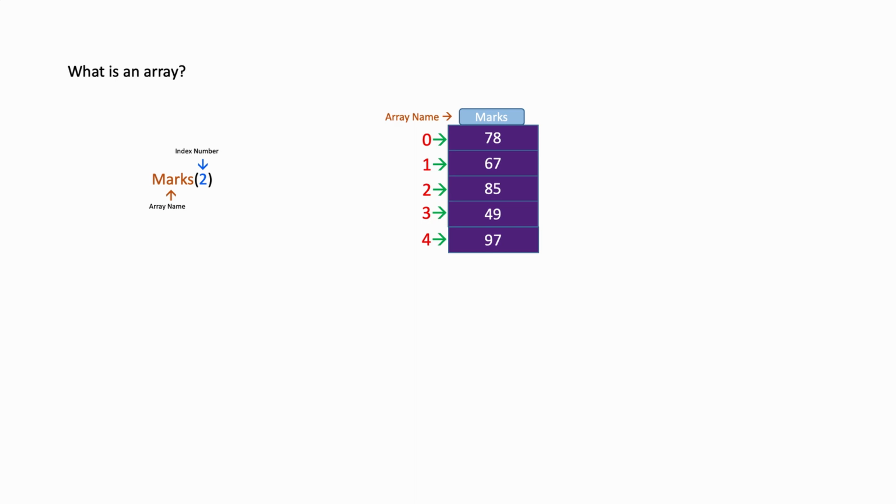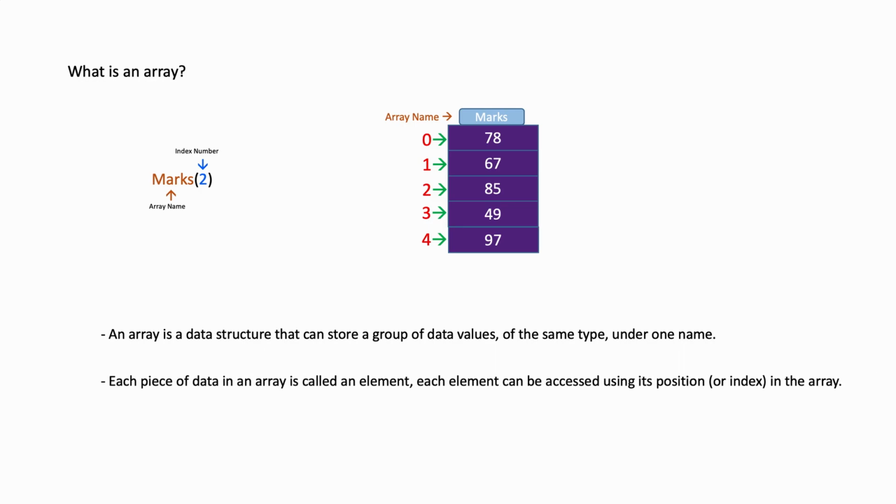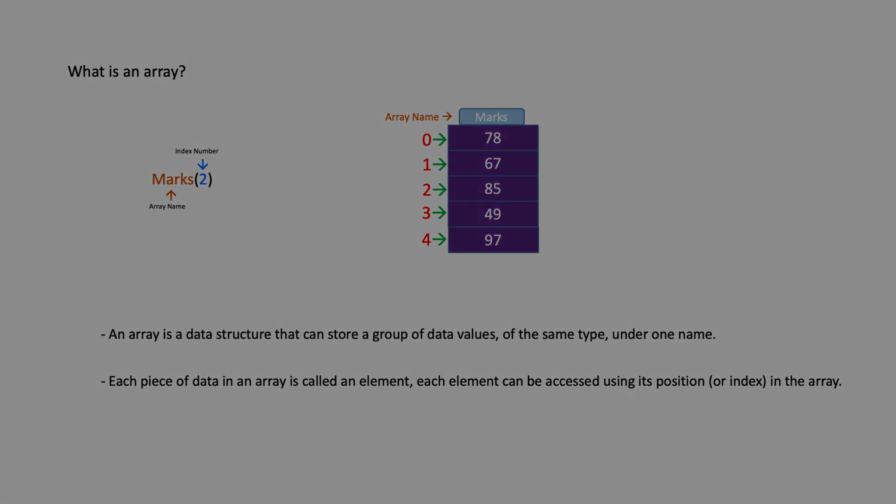Just to recap, an array is a data structure that can store a group of data values of the same type under one name. Each piece of data in an array is called an element. Each element can be accessed using its position, also known as its index, in the array. Is that understood?